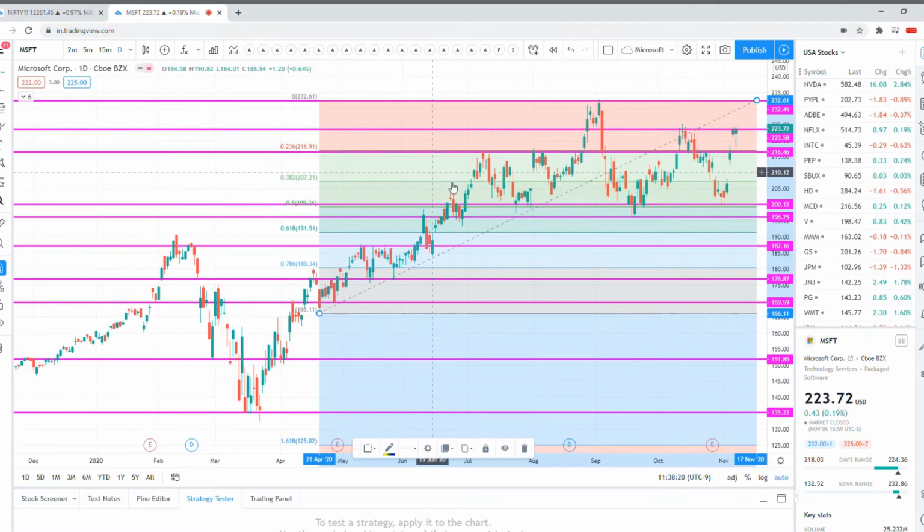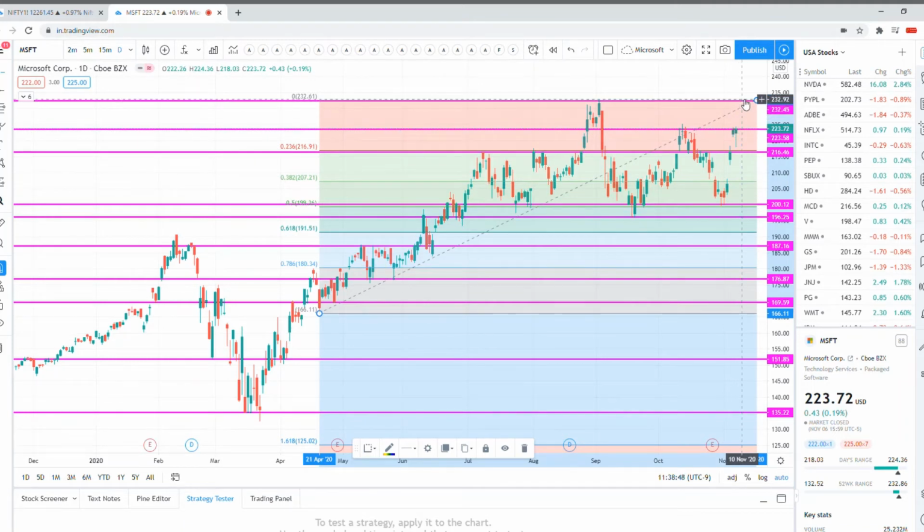So these are the Fibonacci levels. It has retraced from the highs almost 50%. Okay, almost 50% it is retraced from the high at this level. This is the level, and it can go down to 61%. That is around 190, 191. Okay, but right now it's going above this again.